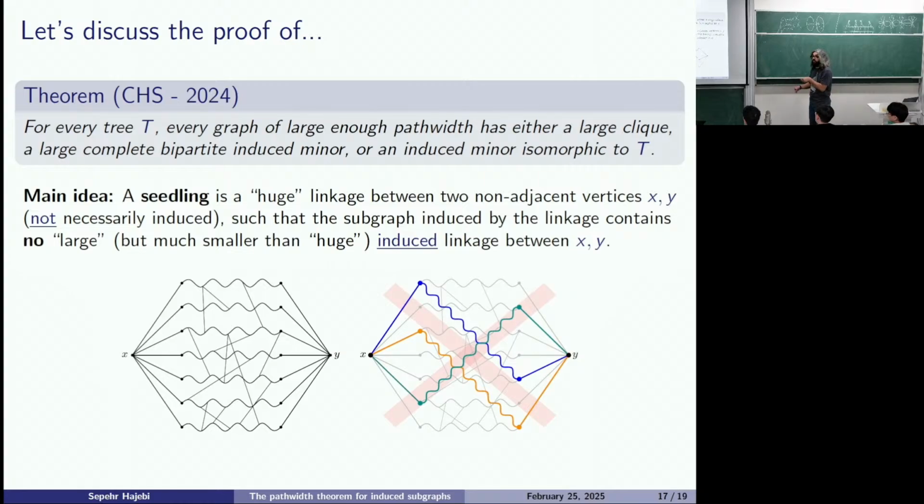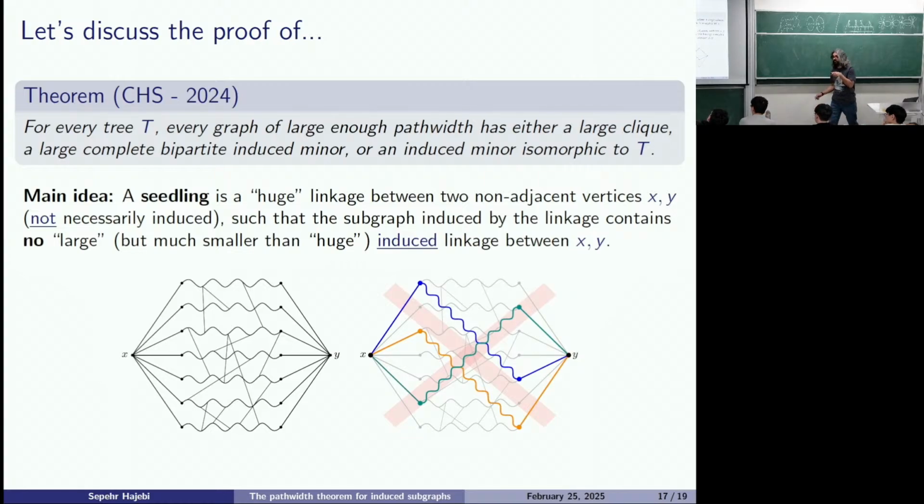So huge here is a huge function of large. And does that make sense? So a seedling is a massive linkage between two vertices that not only is not induced, it doesn't contain an induced linkage between the same two vertices that is relatively large. And the important point here is that I'm not saying the linkage does not contain a sublinkage. I'm not saying you think about some of the paths in the linkage. I'm saying no matter how you reroute things in here, you're never going to get an induced linkage.